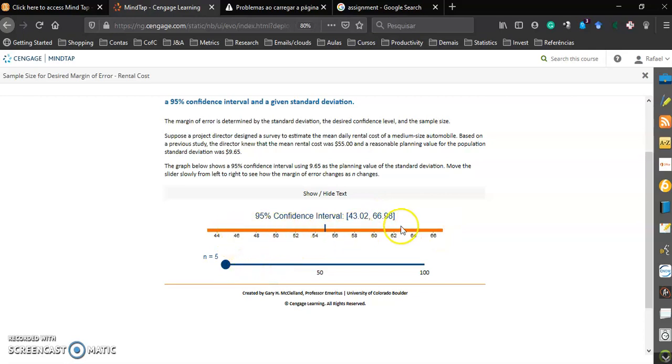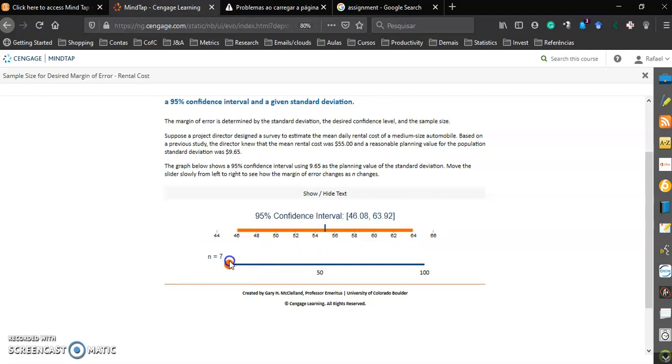Look at what happens with this confidence interval. You see that it is pretty wide. It pretty much covers everything. All values are in here. So it's difficult to make a decision with so much variability. If you are a director of a company and you have to estimate the mean daily rental cost of a medium-sized automobile, it's hard to make a decision because it's everything from 43 to 67. It's not a narrow value, but that's because our sample size is too small.